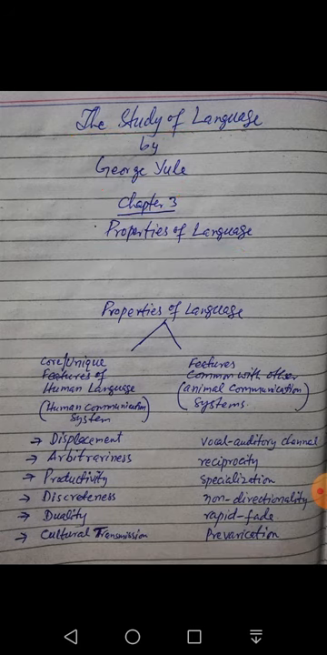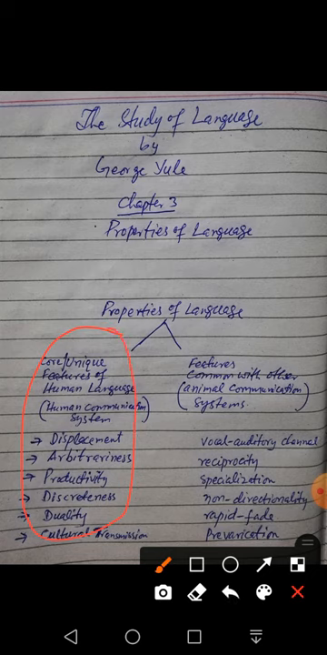George Yule divides properties of language into two groups. In group 1, or set 1, he discusses those properties of human language which are unique to human language, that is, they are key or core characteristics of human language. They are not found in other communication systems, particularly animal communication systems. Or even if they are found in other communication systems, the degree of presence is not as pervasive as in the human communication system. In the second group, George Yule adds those properties which can be found both in the human communication system as well as other communication systems.